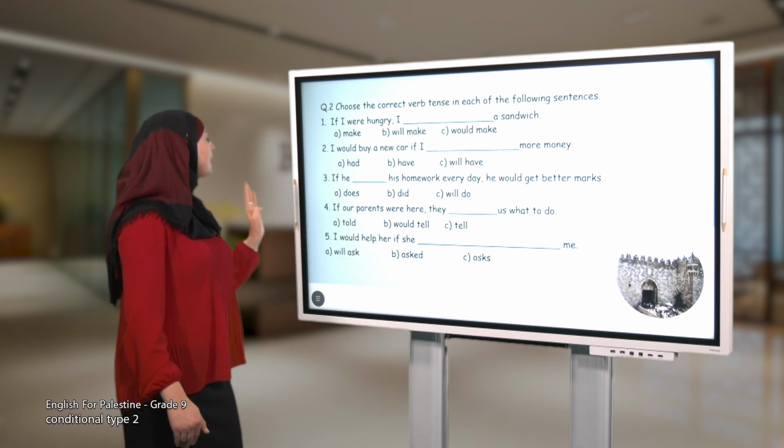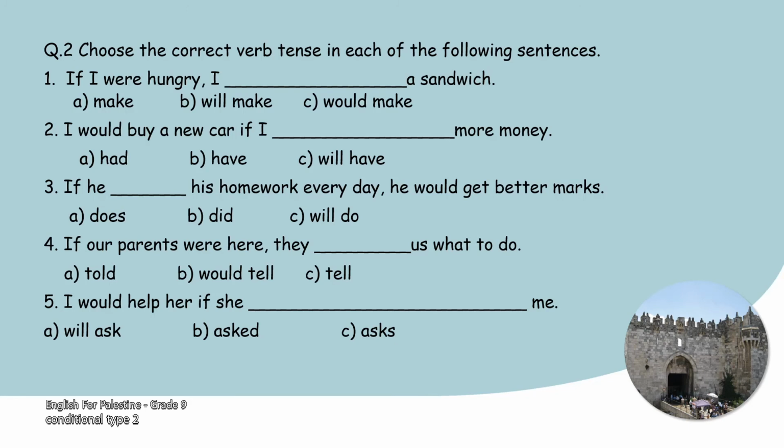Number 4, if our parents were here, they told, would tell, or tell us what to do. Number 5, I would help her if she will ask, asked, or asks me.